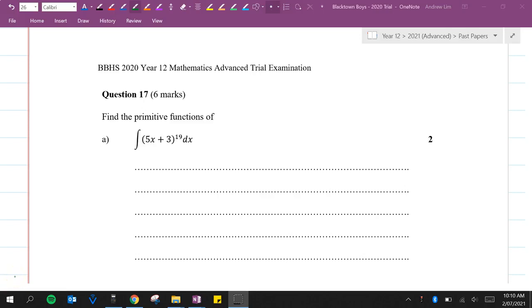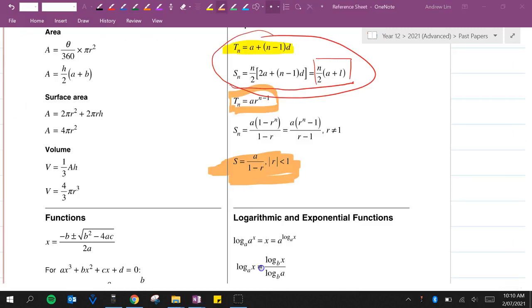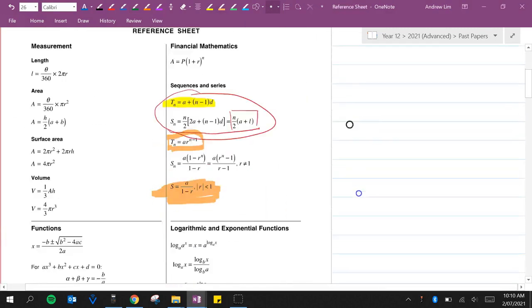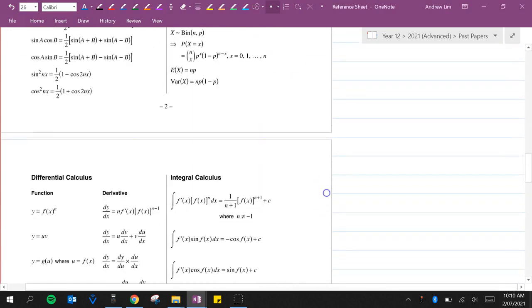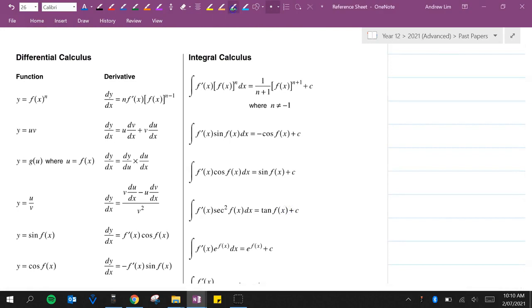Okay, so in this video, we're going to be looking at question 17 of the 2020 Blacktown Boys trial HSC. Question 17, find the primitive functions of (5x + 3)^19 with respect to x. I'm just going to have a look at my reference sheet to see what we get when we integrate that. So that's up here.